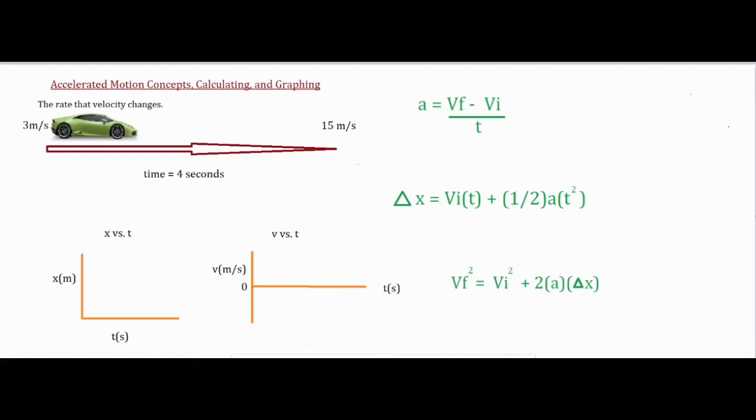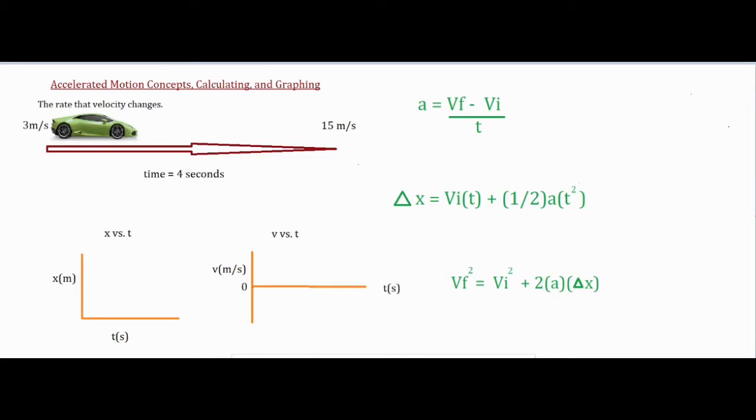In this video, we're going to be talking about accelerated motion conceptually, doing a couple calculations and a couple graphs. If you take a look right above the car over here, it shows that acceleration is the rate that velocity changes. One thing that's often misunderstood is acceleration doesn't tell you about how fast something is moving. It just tells you how quickly it speeds up, slows down, or changes direction.